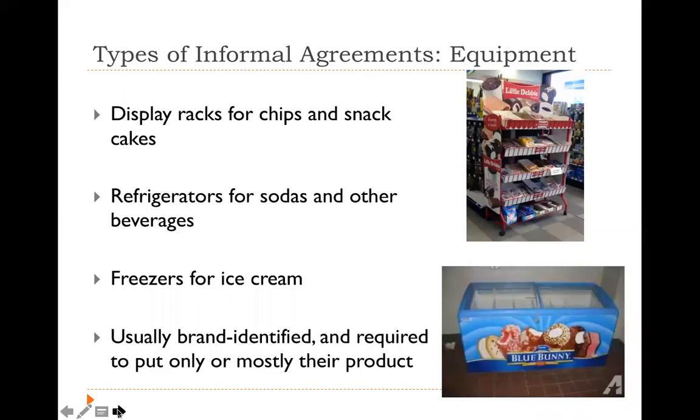Another form of informal agreement that exists between distributors, suppliers, and small store owners and managers is the provision of equipment. And this was quite common. This included display racks for chips and snack cakes, refrigerators for sodas and other beverages, and freezers for ice cream. Usually these were brand identified, and the requirement was that the store owner would place most or only that product in that particular piece of equipment. Next slide.